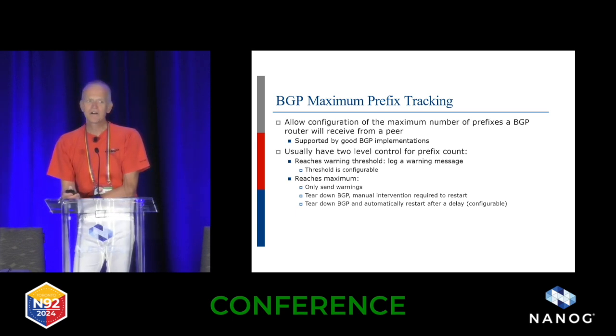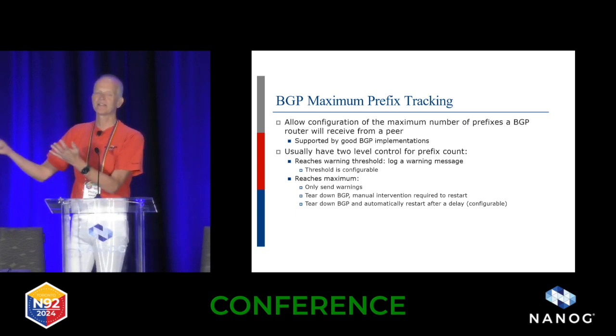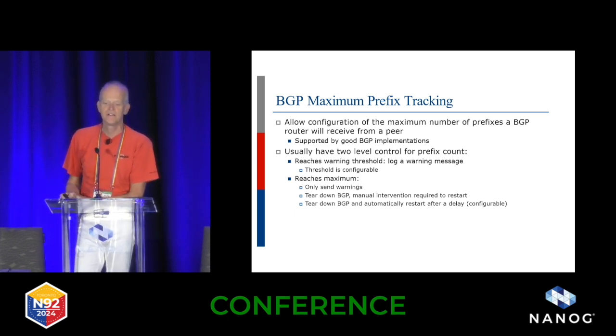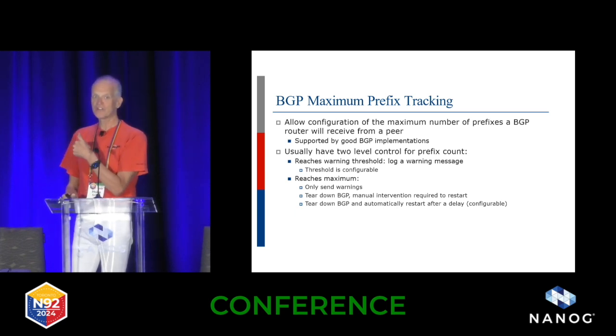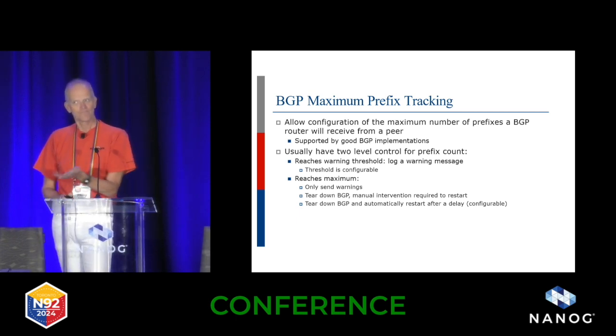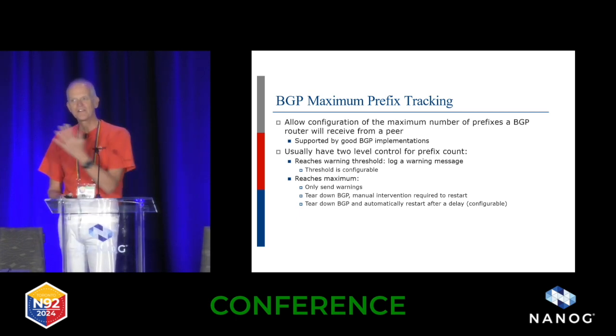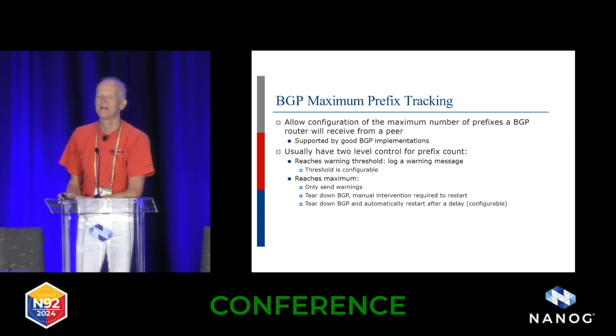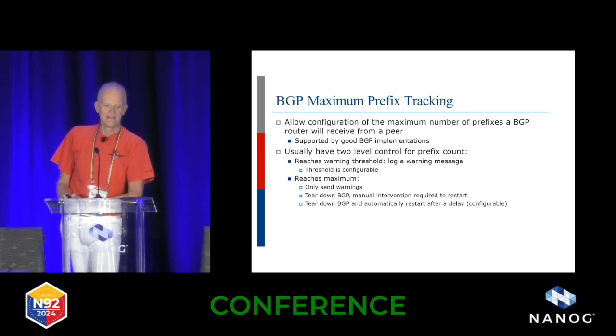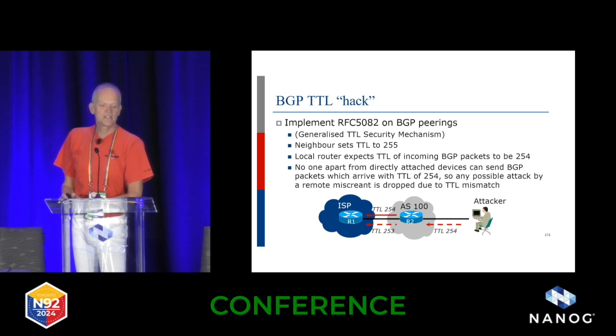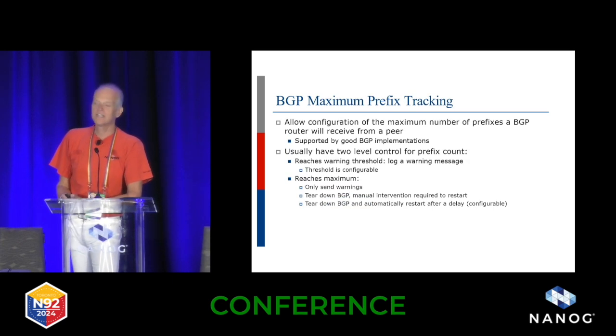Probably a good idea as well. If you're at an exchange point and you expect to get 20 prefixes from a neighbor, what happens when they suddenly send you 960,000? Well, you should be filtering, but if you're not filtering, what happens then? Suddenly all your traffic is going through some little provider you're peering with. So maximum prefix tracking is probably a pretty good idea.